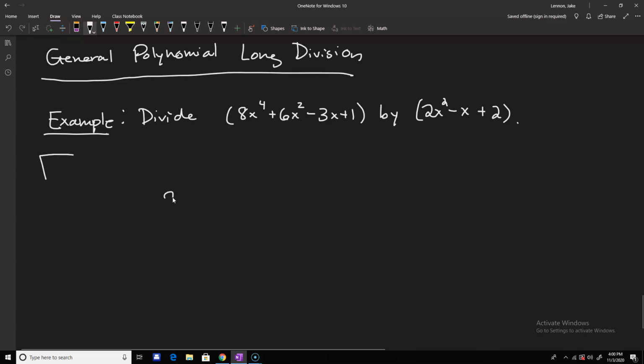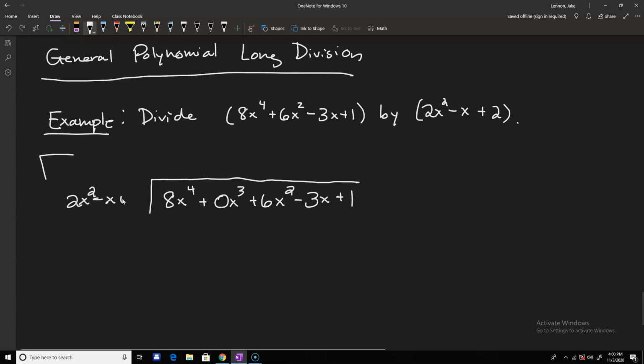We take the 8x to the 4th, and again, we want to keep track of all the places, whether or not there's a degree, whether or not that degree term appears. So in the first polynomial that we're dividing into, 8x to the 4th, there's no x cubed term, but we're going to go ahead and account for that by adding a 0x to the 3rd term, so things line up when we go ahead and actually perform the polynomial long division. So we've got this 8x to the fourth plus 0x cubed plus 6x squared minus 3x plus 1, and we want to divide by 2x squared minus x plus 2.